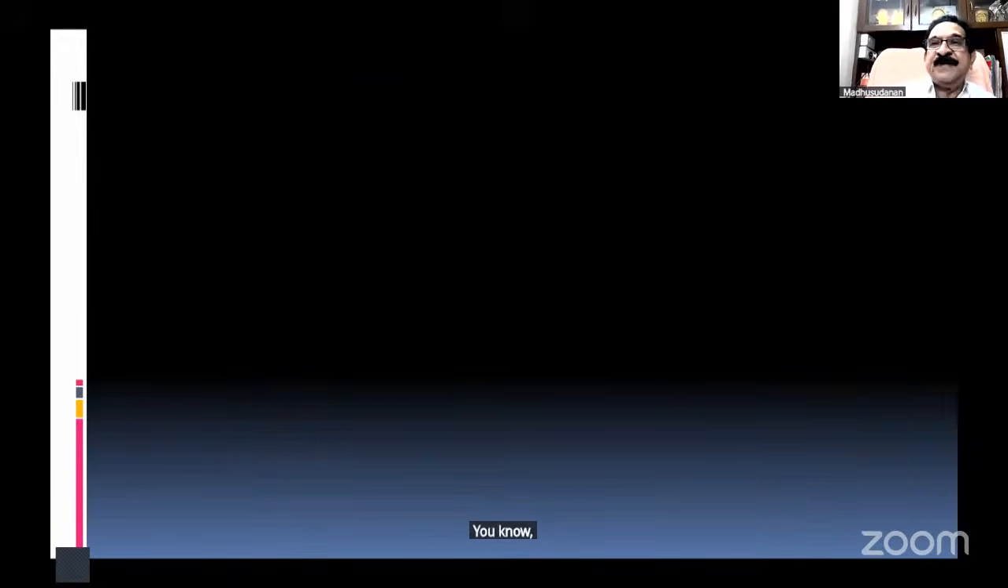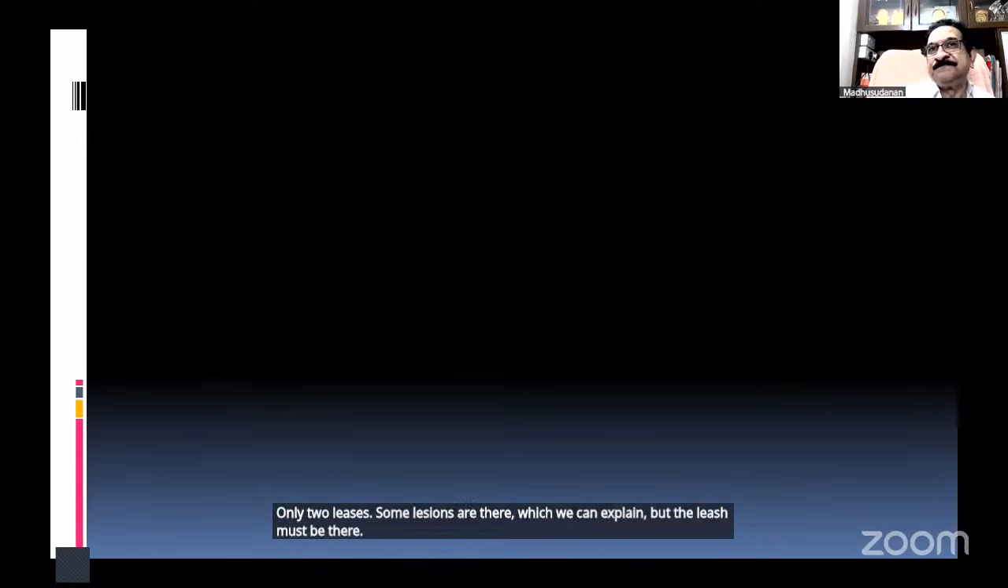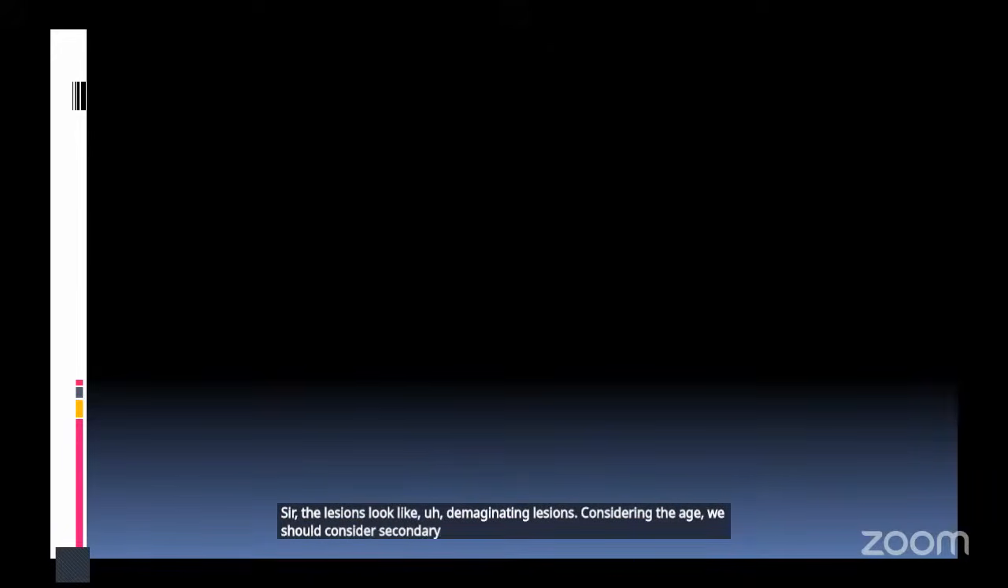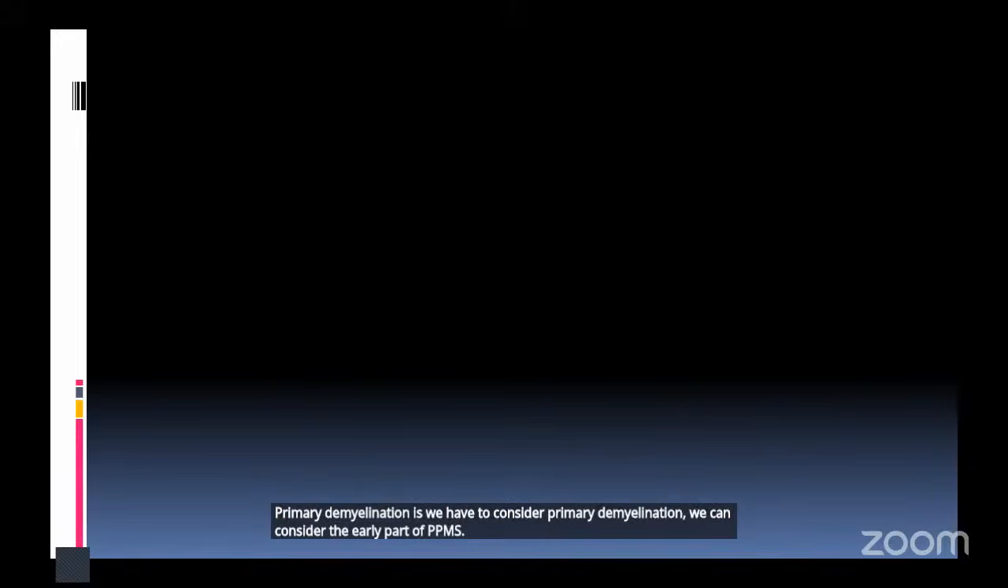Now, what are the investigations you need now? Only two lesions. Some lesions are there which we can explain, but the lesion must be there. So the lesions look like demyelinating lesions. Considering the age, we should consider secondary demyelination before primary demyelination. If we have to consider primary demyelination, we can consider the early part of PPMS. However, we should do a CSF testing with a detailed vasculitic workup along with CSF OCB and IgG index to see what is causing the demyelinating etiologies.